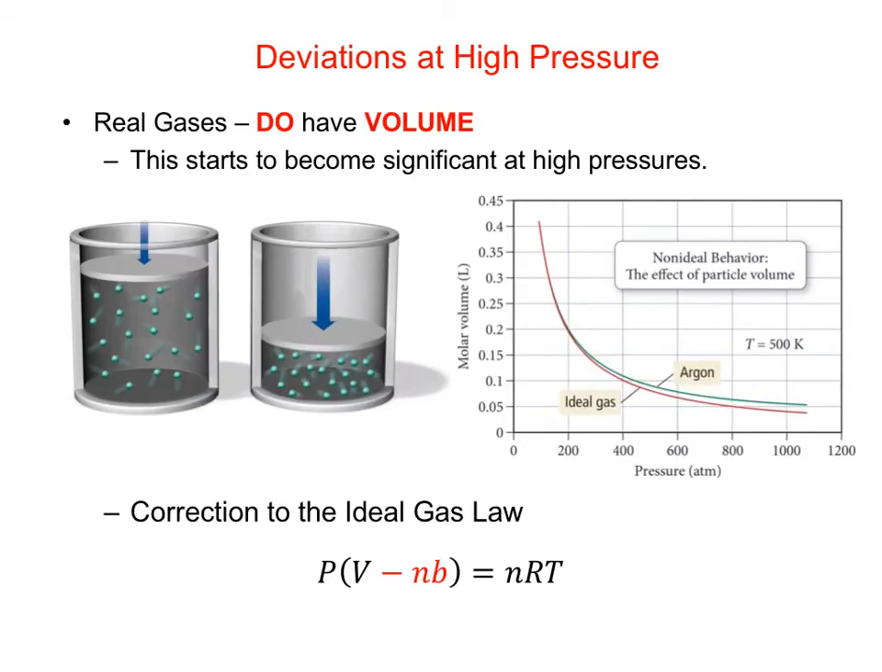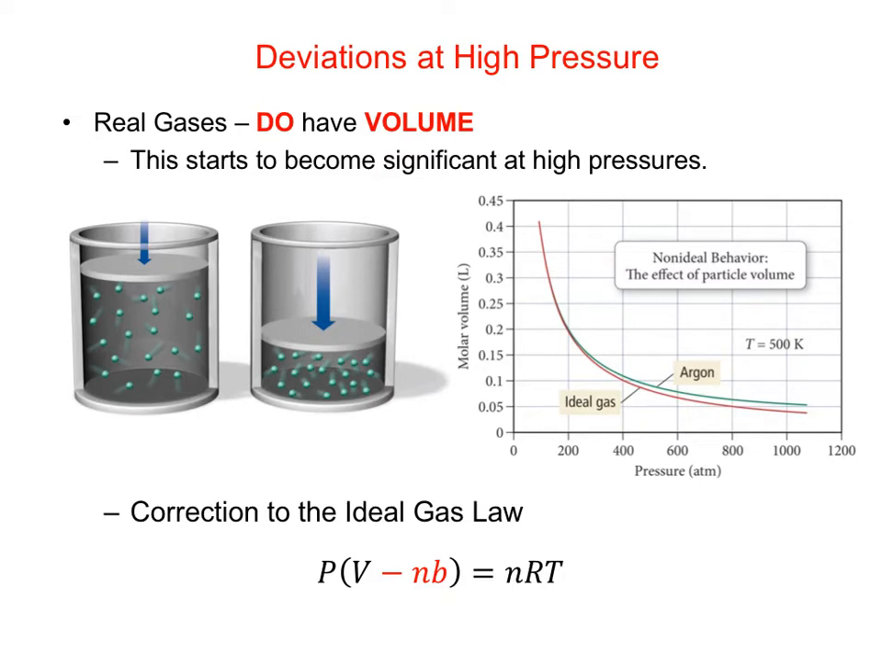So real gases do have volume, right? The molecules themselves do take up some space. As long as the molecules are relatively far apart and the total volume is big compared to the actual volume of the molecules, that may not be a problem. But it starts to become a problem at high pressures, right? So when I squeeze this gas down and I'm increasing the pressure and forcing these molecules to be closer together, well, now the volume of the molecules makes up an appreciable fraction of the volume that is available to them. And so the assumption that the molecules themselves don't take up any space starts to break down.